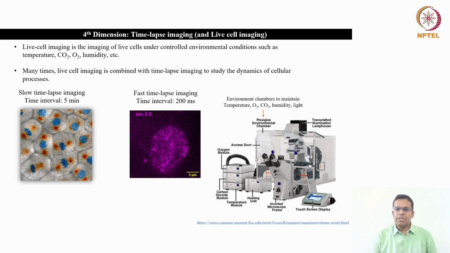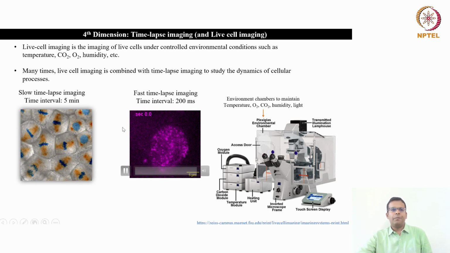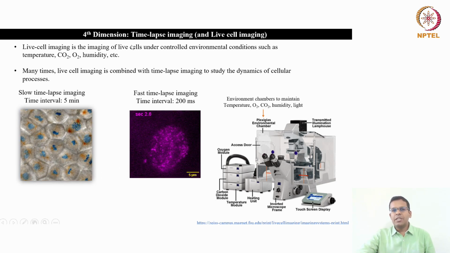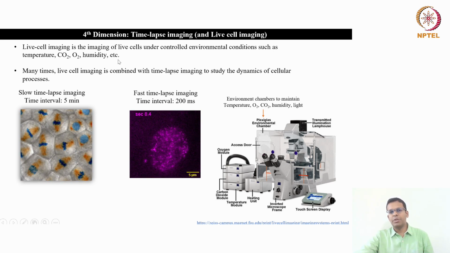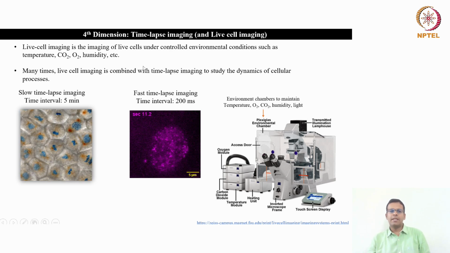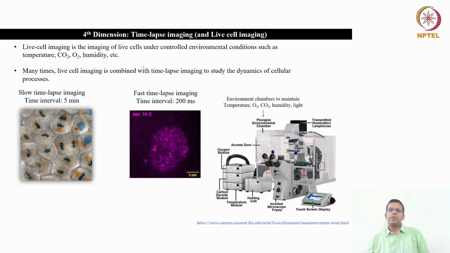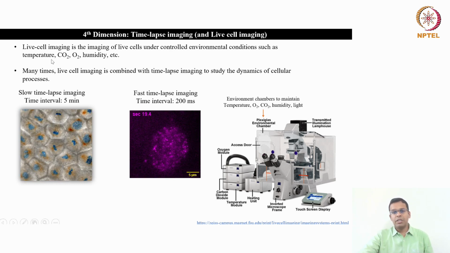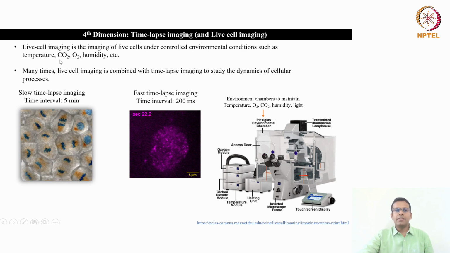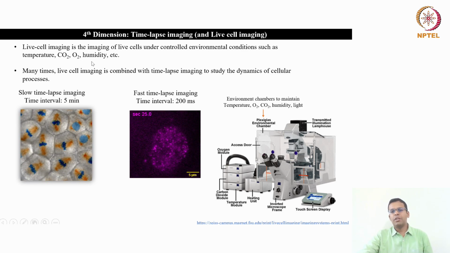Coming to 4D imaging, or fourth dimensional imaging, what is the fourth dimension? Generally, time is the fourth dimension. Here we will see time-lapse imaging and live cell imaging. Live cell imaging is the imaging of live cells under controlled environmental conditions such as temperature, CO2, oxygen, and humidity. If you are imaging cells in live condition, you should maintain these environmental parameters, such as temperature, generally 37 degrees when working with cell lines, then CO2, oxygen, and humidity.